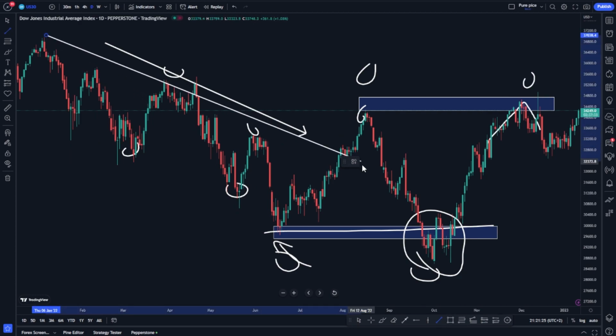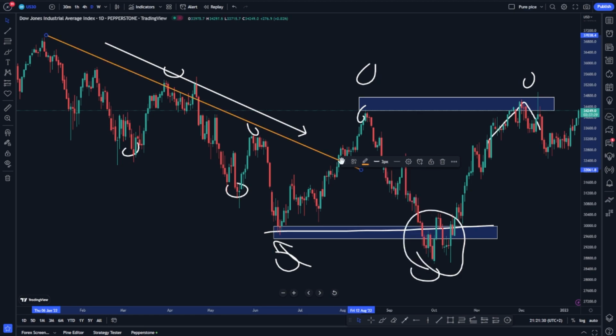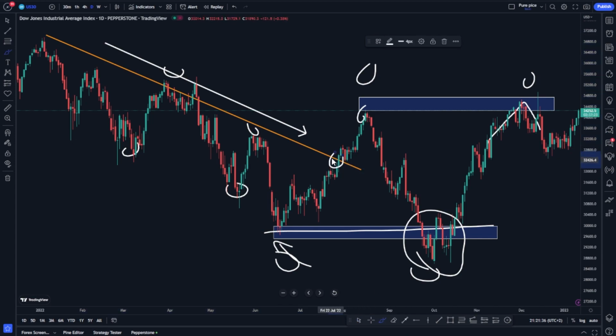If I can just put a trend line all the way there, let me just change the color and make it a little bit different. So you can see that we received a breakout all the way in this area around here, and this breakout told us something very important. It told us that there is now a difference in the flow of the market, or there is now a decline in the strength of the sellers.